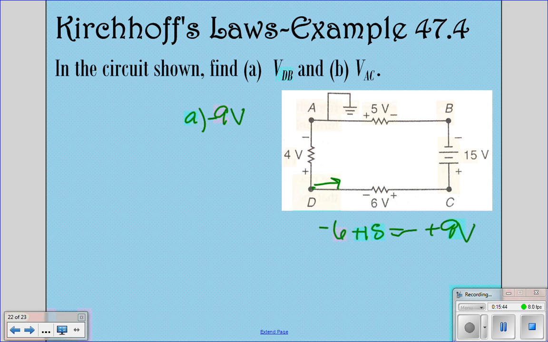That is a positive. I'm going to do part B in another color to find V sub AC. All right, so we're going to go from A to C, and so we're going to go this direction. So we're going to hit a -4, and then as we keep going, we're going to hit a -6, and so our total would be a -10 volts, and so that would be your B value there.